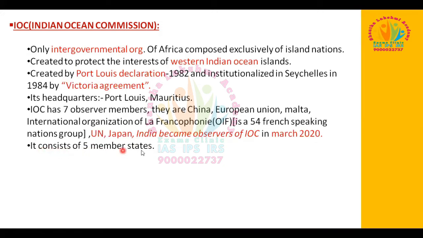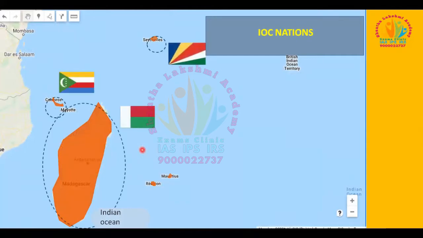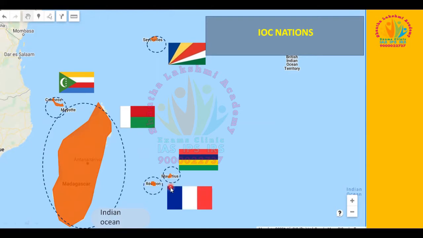IOC consists of 5 member states. They are Seychelles, Comoros, Madagascar, Mauritius, and Reunion. Remember, Reunion is an overseas region of France. That's why the flag of France.